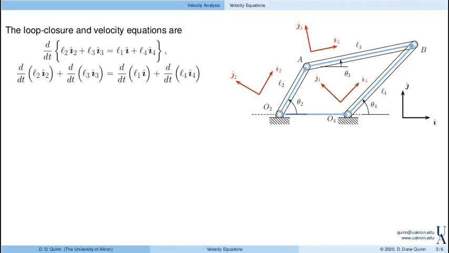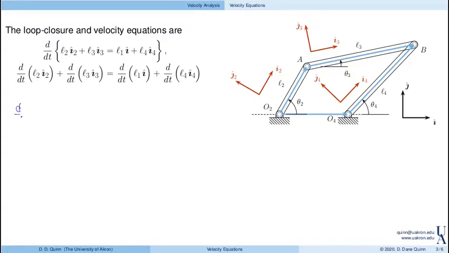So again, looking at this mechanism, I can go through and define the loop closure equation, and that's here L2 in the I2 direction, plus L3 in the I3 direction, L1 in the I direction, and L4 in the I4 direction. So we've seen lots of 4-bar linkages at this point, so this should be fairly comfortable for you. When I take a derivative of this equation, then I'll just take the derivative of each individual term. So these all look very similar, so let me just consider one term.